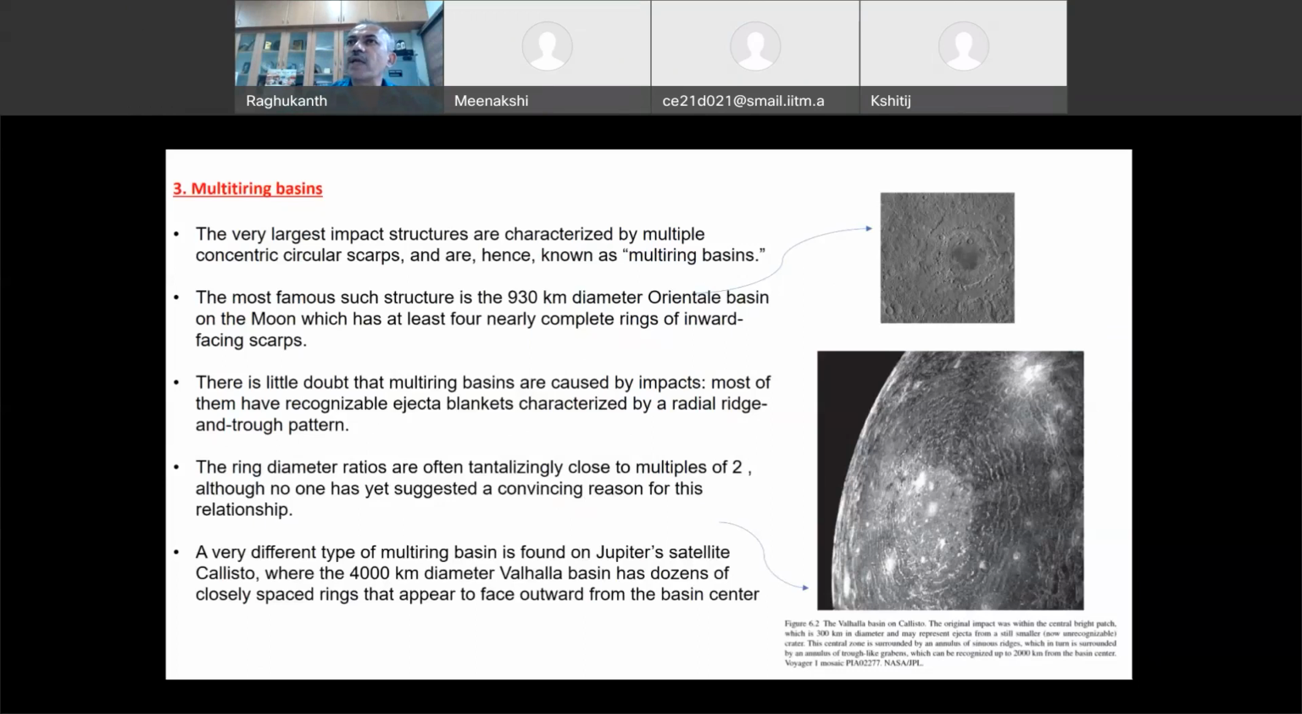Okay, like this is the Oriental Basin, which is a very famous thing on the Moon. 930 kilometers is the diameter of this Oriental Basin. And then this is a huge, 4,000 kilometer diameter Valhalla Basin. You followed? So this is found on Jupiter's satellite Callisto. It's a huge multi-ring basin, which is there on Jupiter's moon, the satellite itself.